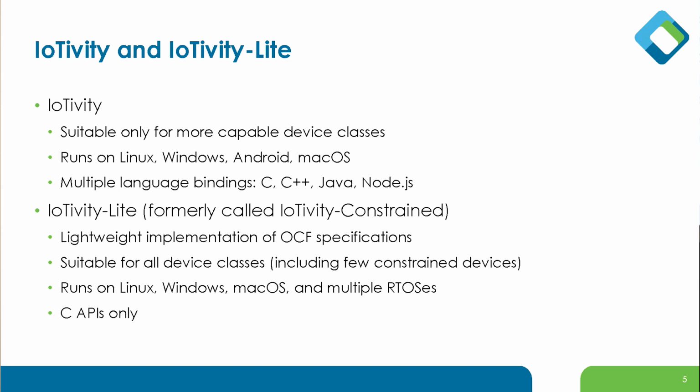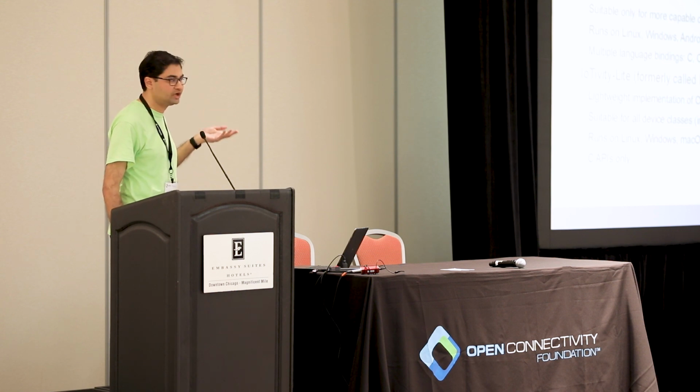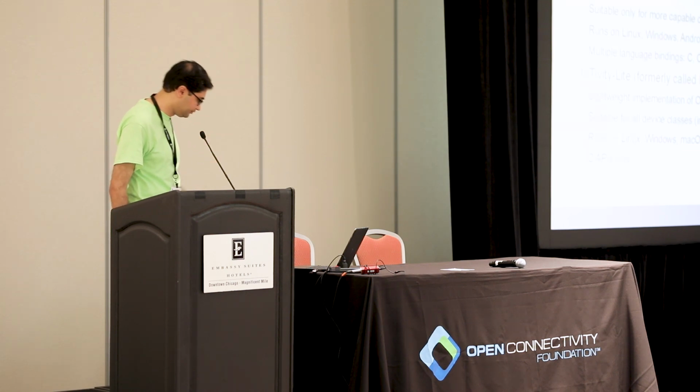development platforms. IoTivity Lite is a second implementation, which is a lightweight implementation, and as a result can run on a wider range of devices, including a few classes of constrained devices. It runs on Linux, Windows, Mac OS, and a few real-time operating systems. It also has a working adaptation layer to run on some kinds of embedded Android devices, but currently lacks a Java binding to be able to build Android apps. It exposes only C APIs, but can be extended with other language bindings.